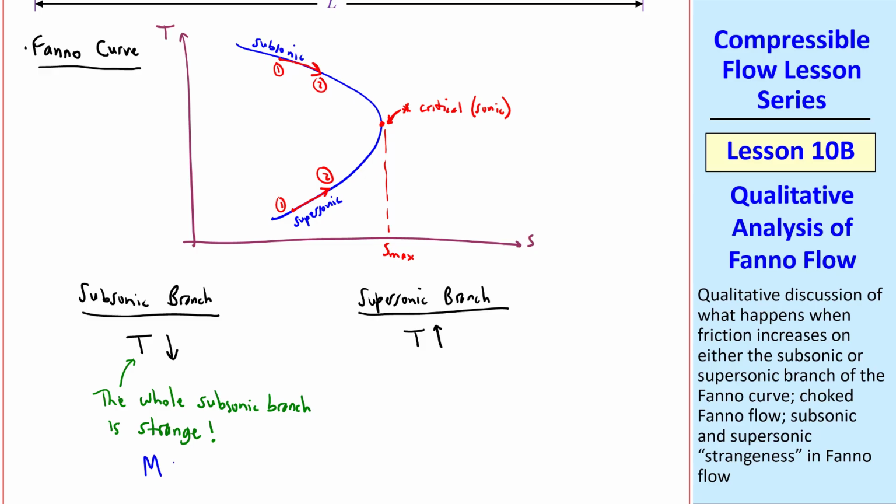For example, Mach number goes up in the subsonic branch because we start at some subsonic Mach number like 0.2 or something, and we go towards Mach number 1 at the critical state. So Mach number increases. On the supersonic branch, we start at supersonic conditions and head towards 1. So for the supersonic branch, Mach number decreases. And I'll write here as M goes to 1 in either of these cases.